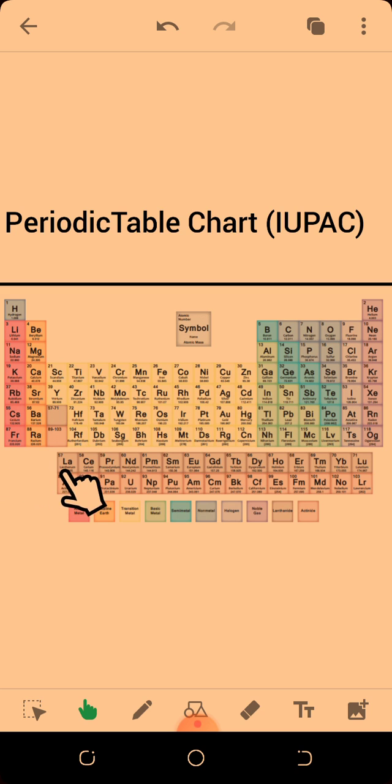These here are the lanthanide series, or the rare earth metal elements, with atomic numbers from 57 down to 71. And here you have the actinide series, which are also a special family apart from the groups. These have atomic numbers from 89 to 103.